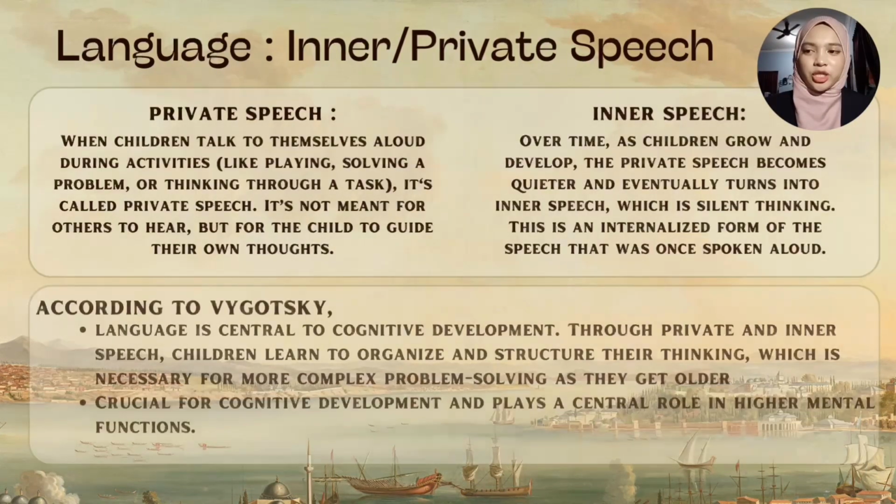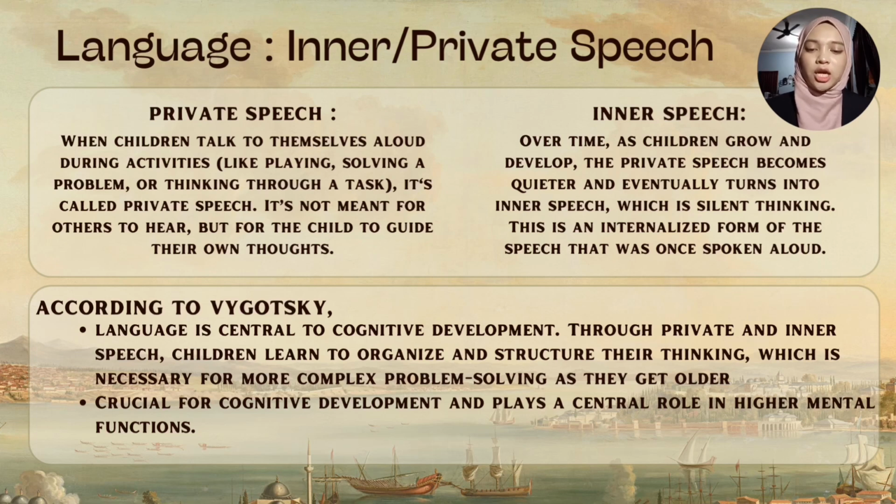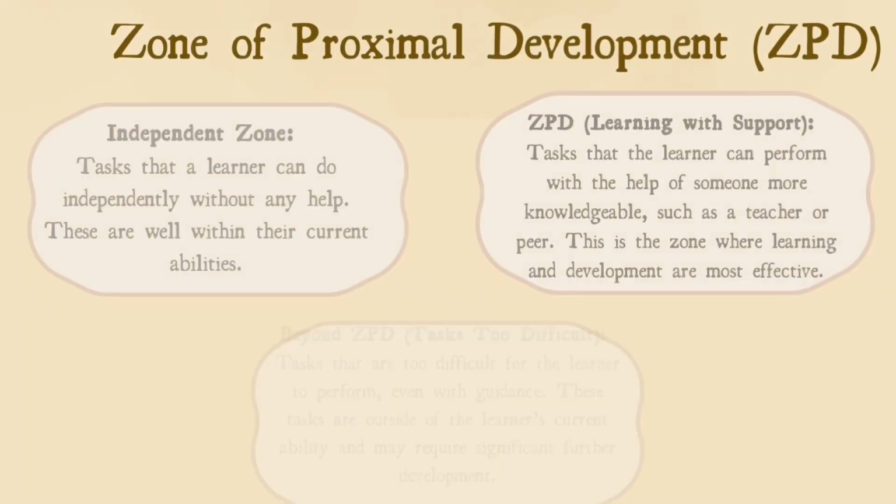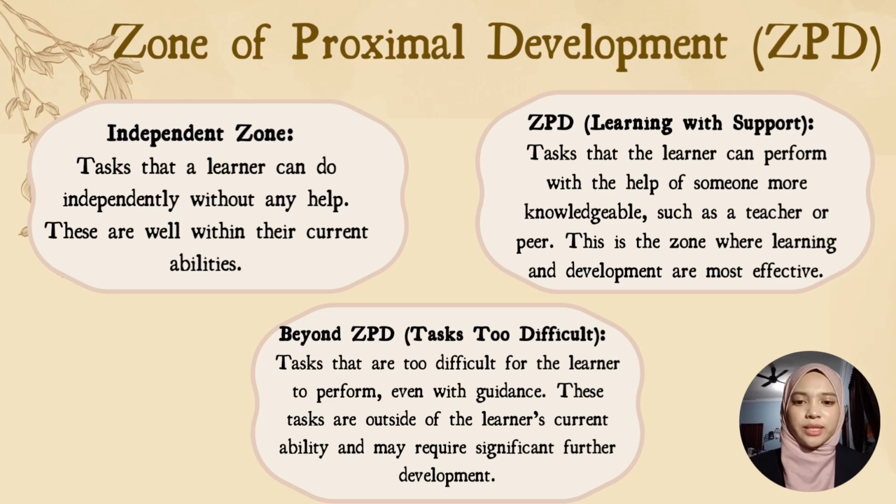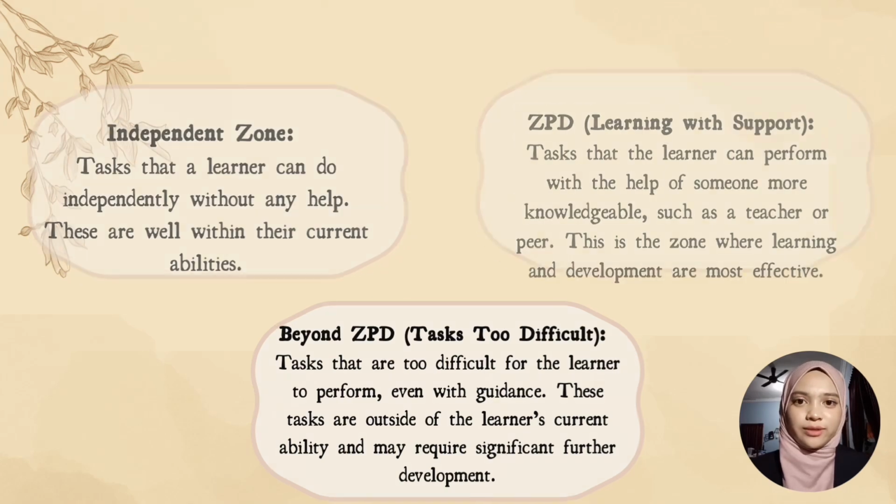So this is the explanation of language. According to Vygotsky, language is central to cognitive development. Through private and inner speech, children learn to organize and structure their thinking. And this is the zone of proximal development, ZPD. There are 3 levels of ZPD: the first is the independent zone, the second level is ZPD, learning with support, and the third is beyond ZPD, which is tasks too difficult.